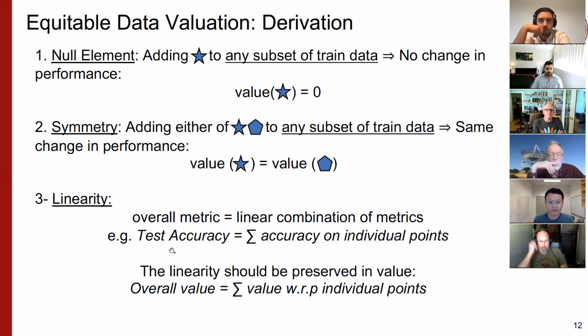A very famous performance metric is test accuracy. It's just the sum of individual test accuracies on individual test points. You want the linearity in your measure to be preserved in the value. So if you compute the value of each data point for each individual test point and sum these values up, it should be equal to the overall value of each of the training data points.